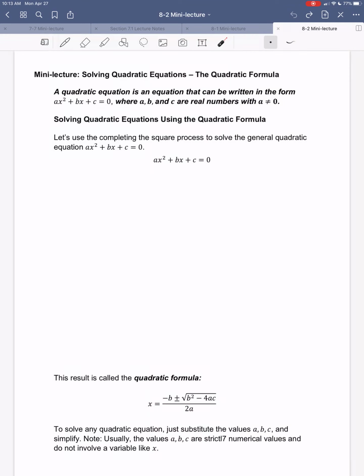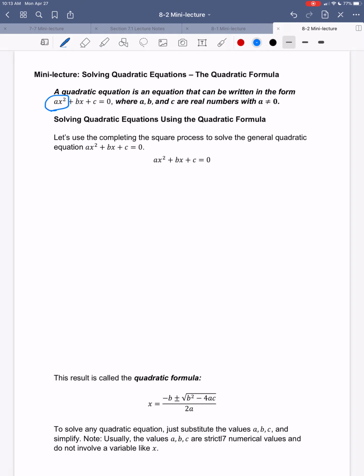In this mini lecture, I'm going to look at solving quadratic equations by using this thing called the quadratic formula. Now, remember, a quadratic equation, what's important is I need to have a squared term to have a quadratic equation. And so we have an equation that looks like this.